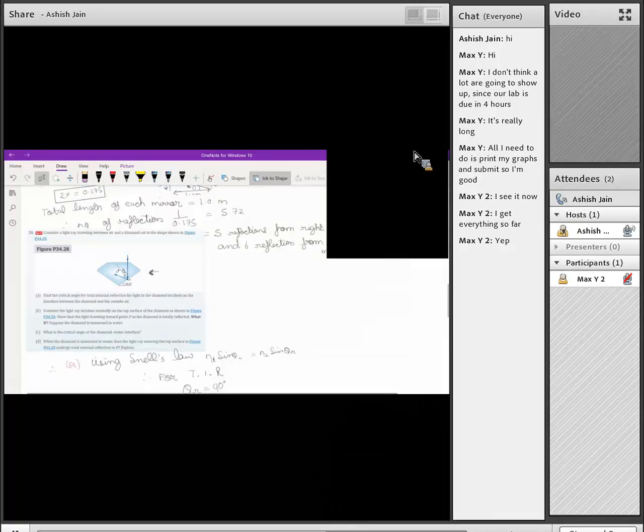Okay. So how did I get this as 35? This angle is 35. If I draw just a section of it, that is given as 35 degrees. I'll just prove it to you. How did I get it?